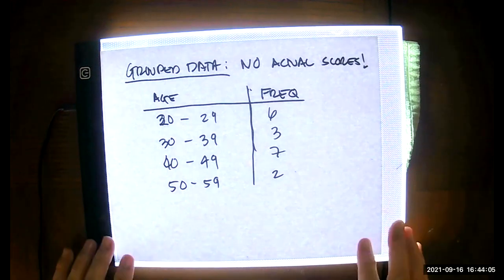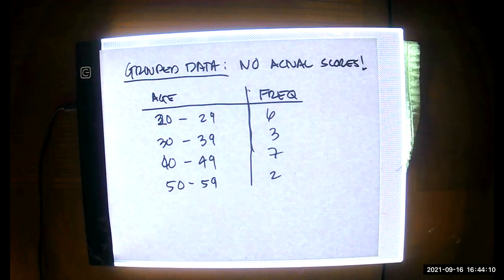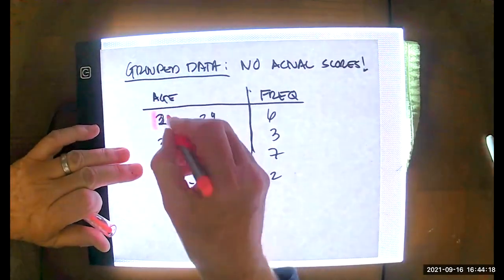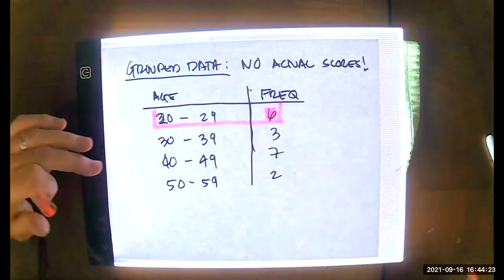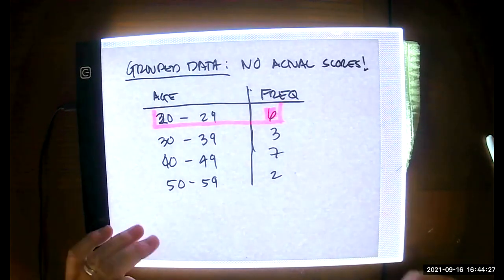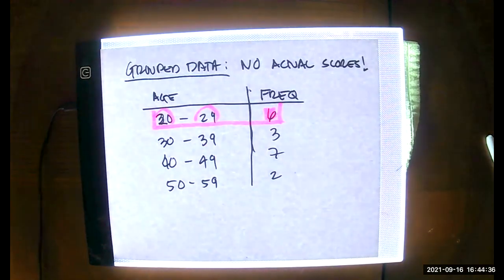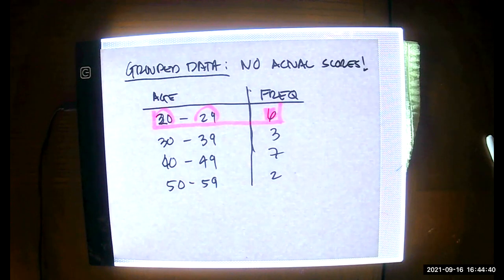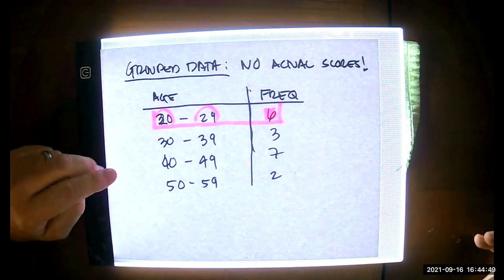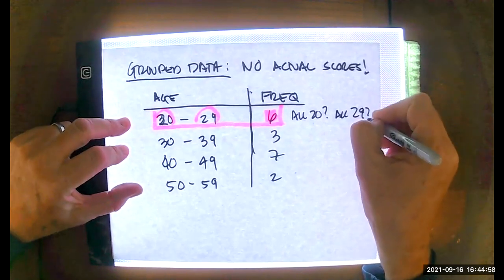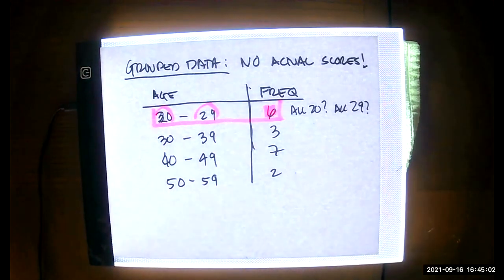Now, when we work with grouped data, it's important to realize I am not working with actual scores. Here's the problem. Let's just take the first class alone. There are 6 scores in that first class, and they could be anywhere between 20 and 29 inclusive, which means they could be 20, they could be 29. So if I'm going to make a calculation for something like the mean, I would be getting different values if they were all 20 or if they were all 29. Chances are it's all spread out through that little range, but I have no idea what the actual scores are.